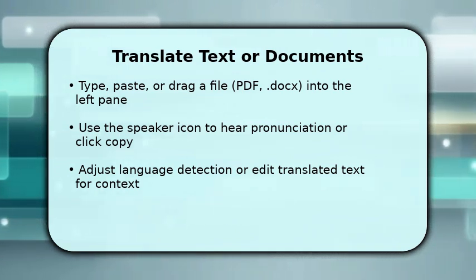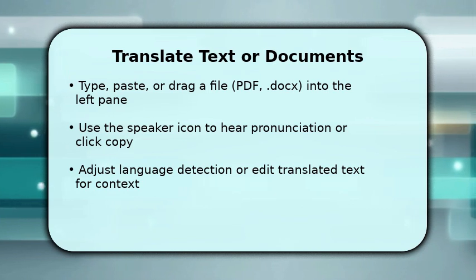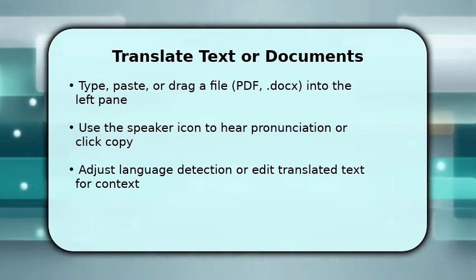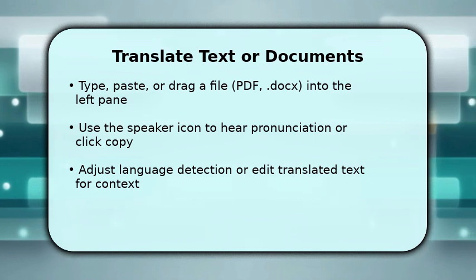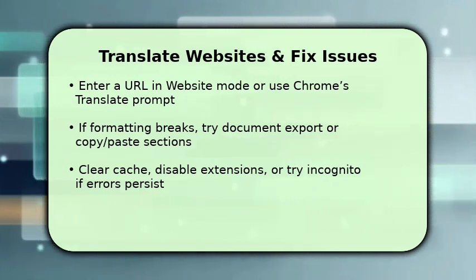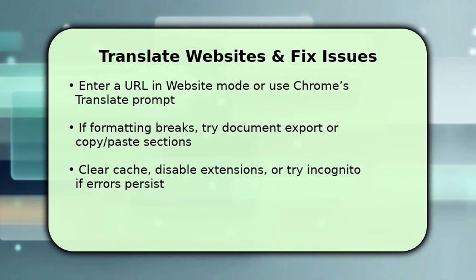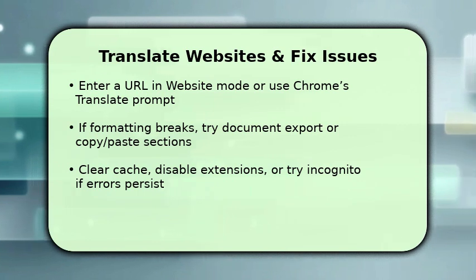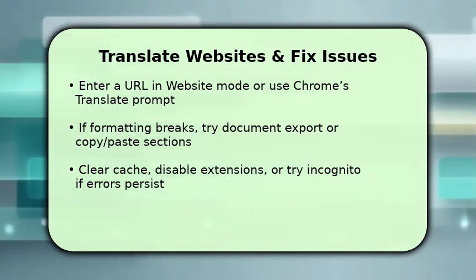Finally, for whole websites, either paste the URL into website mode or rely on Chrome's Translate prompt when you visit a foreign page. Once translated, navigate to verify layout and links. If formatting breaks, copy affected sections into document or text mode and retranslate. If nothing loads, clear browser cache, disable interfering extensions, or open an incognito window to eliminate state issues.